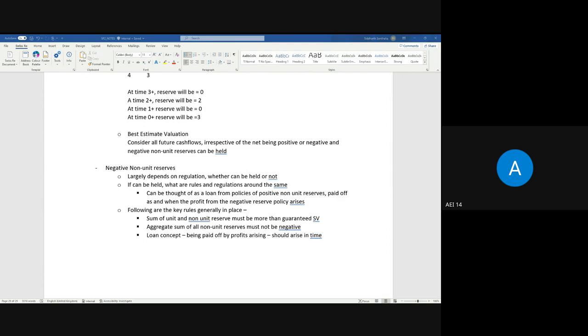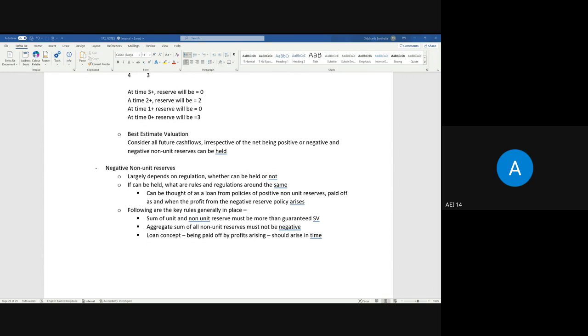It should not be that the cash flow patterns of the two policies are very haphazard. So the profits of the negative non-unit reserve policy should arise in a timely fashion to be able to cope up with the loss-making policy. Make sense? Can you repeat that, please?